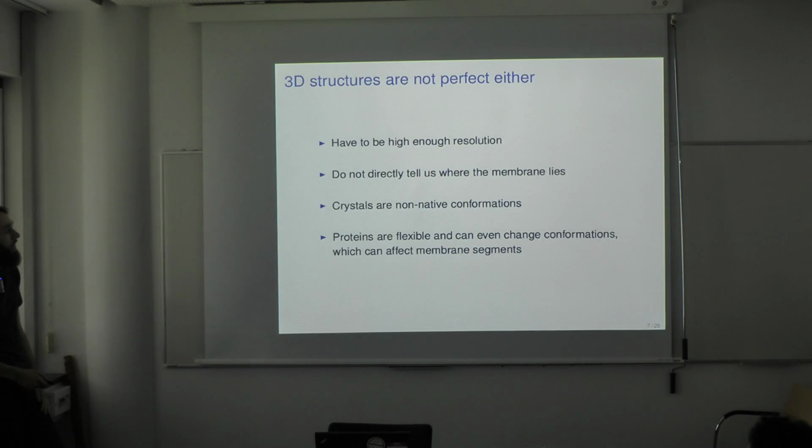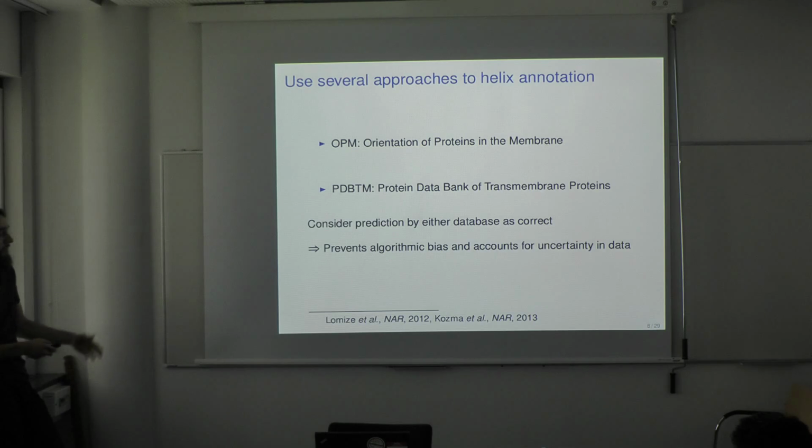Okay, right, and since we cannot really know which of the two annotations is better, we just have to assume both of them correct. If a prediction method predicts something that fits PDBTM, or if it predicts something that fits OPM, both of those are equally good to us in the end. Because we don't know, and the algorithms might be biased, and we simply cannot say one is better than the other. So if it predicts according to either of the two, it's correct.